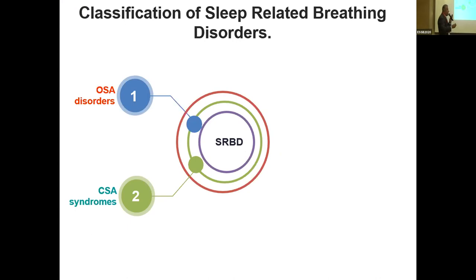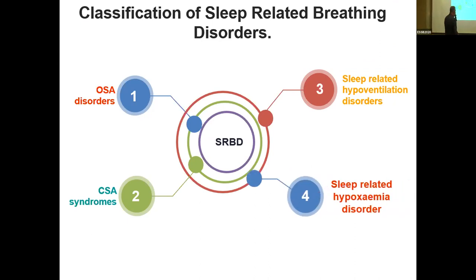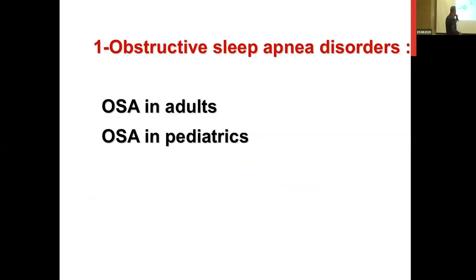بيدياتريك. بعد كده السنترال سليب ابنيا سندروم، وبالتالي الوحيدة اللي خدت لفظ سندروم هي السنترال سليب ابنيا. بعد كده سليب ريليتد هايبوفنتليشن ديس اوردرز، دول مجموعة من ستة ديس اوردر لسه هنذكرهم فيما بعد. بعد كده السليب ريليتد هايبوكسيميا ديس اوردر، وهنا الهايبوكسيميا ظهرت في السيرد ديفيجن، يمكن السكند اديشن من الكلاسيفيكيشن ما كانش موجود فيه السليب ريليتد هايبوكسيميا ديس اوردر.